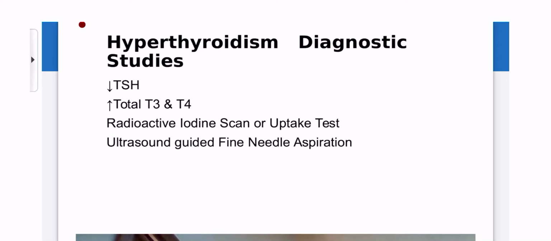Hyperthyroidism diagnostic studies. With hyperthyroidism, you might expect the thyroid stimulating hormone to be high. But if it is low, that means the pituitary gland is working right. It's realizing that the T3 and T4 levels are high. And so the problem then is in the thyroid gland.